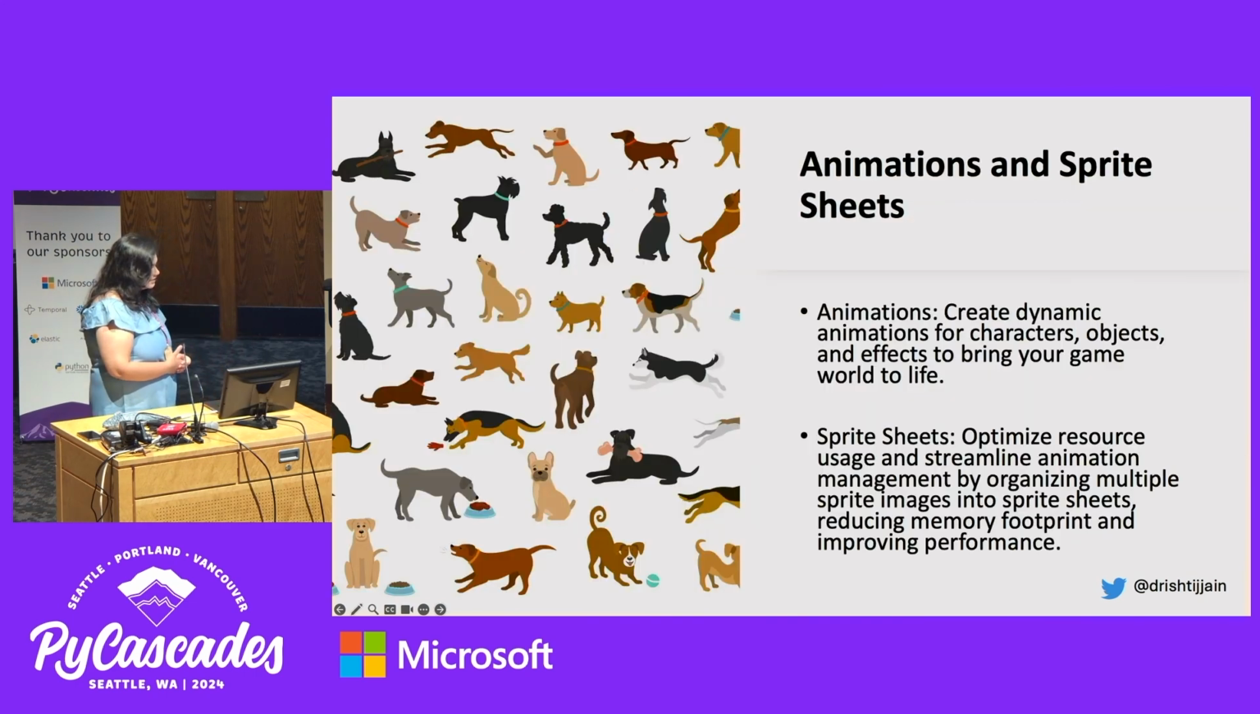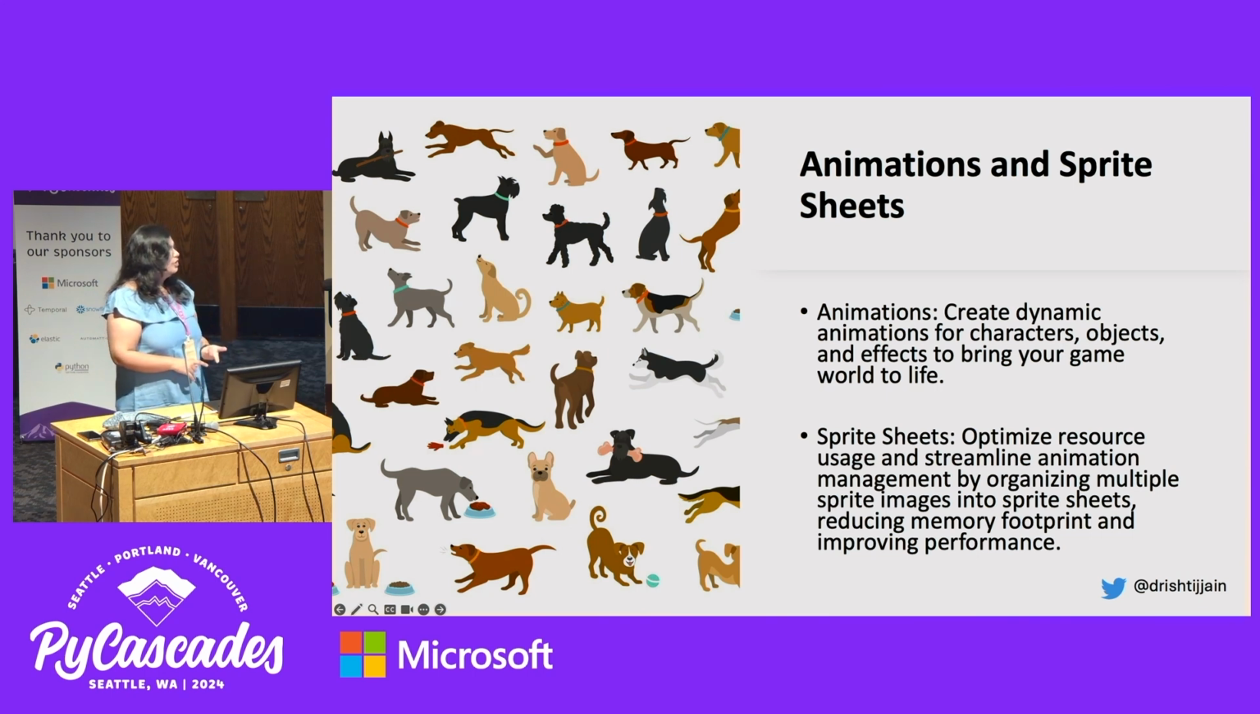The next one is animations and sprite sheets. With animations, you are able to create dynamic animations for characters, objects, and effects, which bring your 2D characters more to life. Now, this is also important because if you don't want to go into the complexity of 3D modeling for your characters, animations will still help you bring more character to your games. And it will bring in a more real world-like effect to your game.